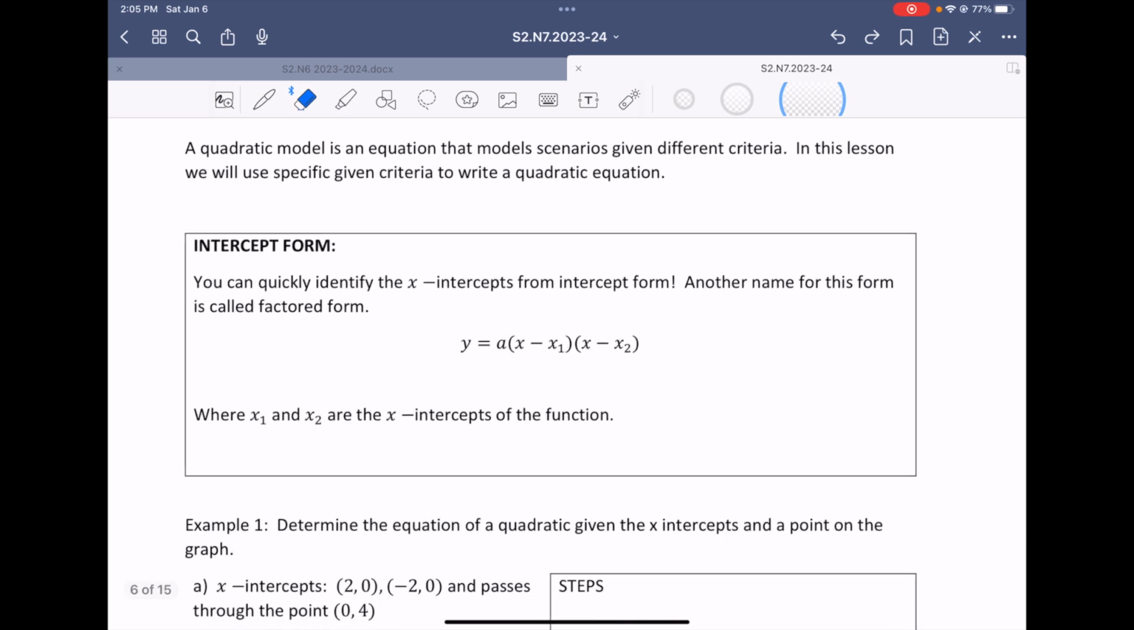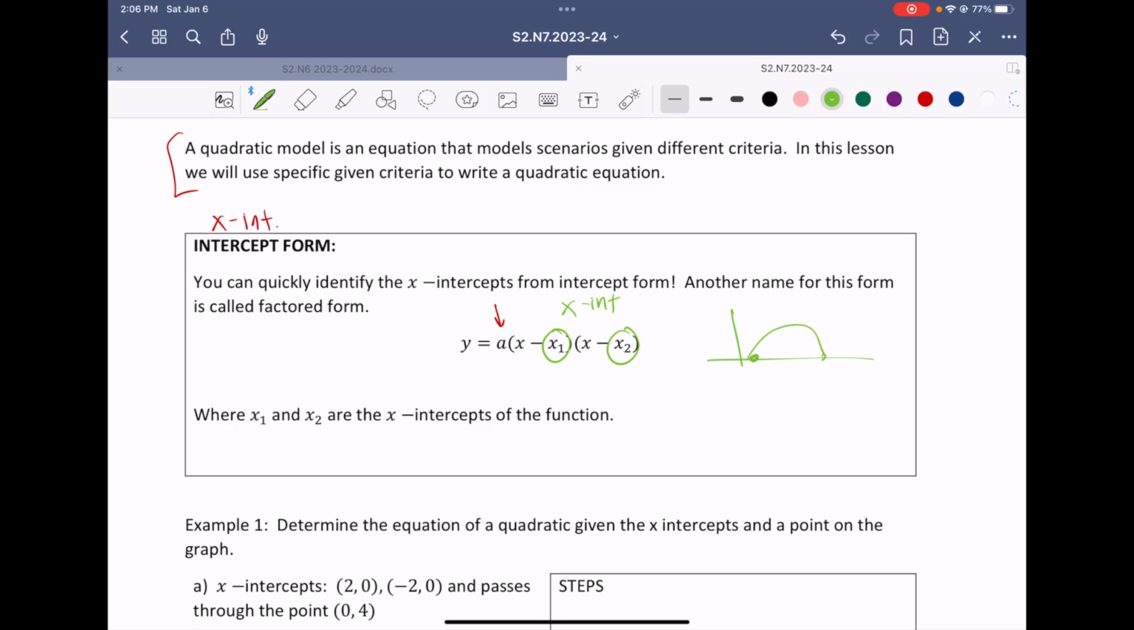So go ahead and read this first paragraph. Now there's two different forms we might see. The first one's called intercept form because this is going to be the location of your x-intercepts. This is what the form looks like. This x1, x2, those are your x-intercepts. You'll use this form if you know where something starts and you know when something lands.